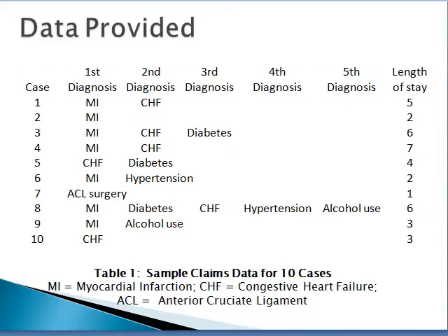This is the data provided for the project. The table provides sample claims data for 10 cases. The first step in the process is to examine the cases and see which one is not interacting with the others, and limit the cases that have multiple interacting diagnoses involved. Therefore, case 7 will be eliminated since it has a diagnosis that is not interacting with the others and could be analyzed separately.